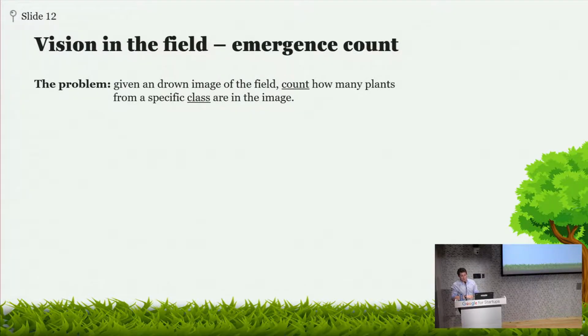So I promised a really tech talk. So let's consider one of the problems I have been presented. The problem is: given a drone-imported image of the field, count how many plants from a specific class are in the image. So I'm kind of lying to you because there are 2 problems here. The first one is detection, which is the counting, and the second one is classification, which is the specific class. So let me show you some ideas on how to solve the problem.